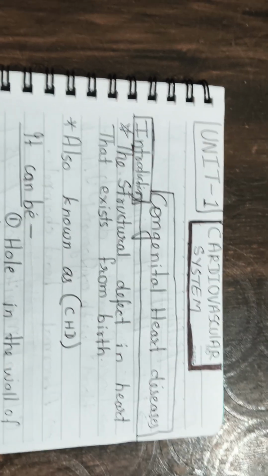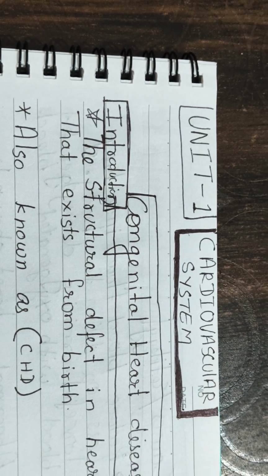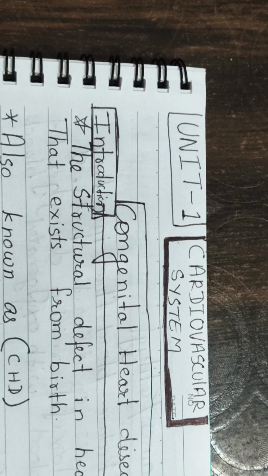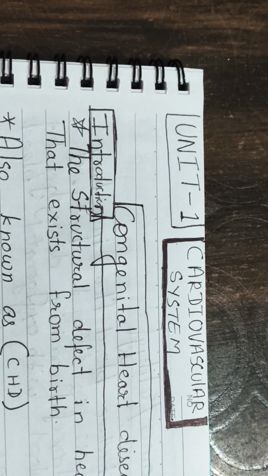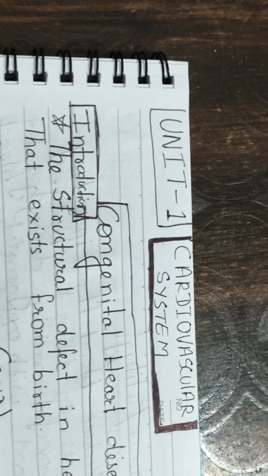Here I am presenting child health nursing. The important topic is the cardiovascular system, unit 1. Let's start the topic. The topic is congenital heart disease.